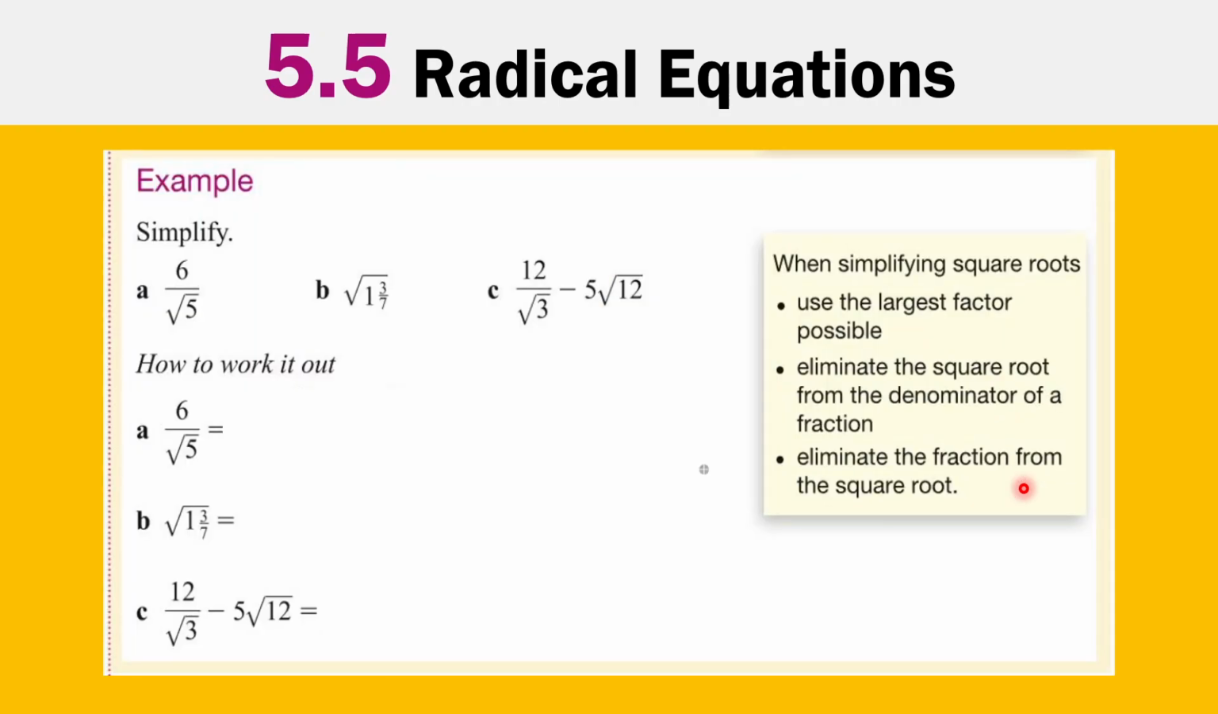When simplifying square roots, use the largest factor possible, eliminate the square root from the denominator, and then eliminate the fraction from the square root. Okay, or one of them or all of them. Let's take a look. 6 divided by root 5. First, think by yourself, which smart one you can say am I going to multiply with?